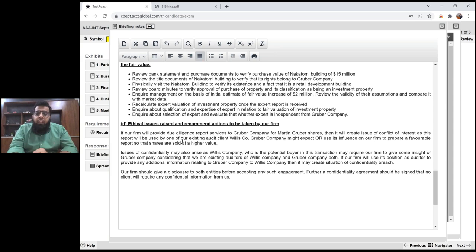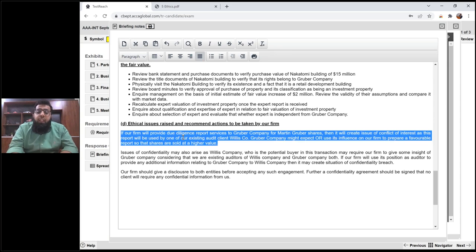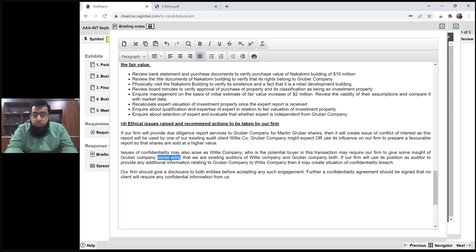Okay, now, so first we identified the issue of conflict of interest, then we identified the issue of confidentiality. We said that we should give a disclosure. What else can we use? Separate teams can be used for auditing services and for valuation services. What you can do is that you can use separate teams.